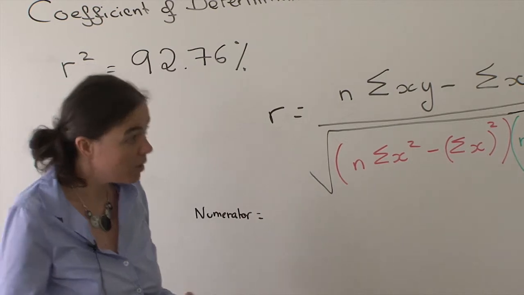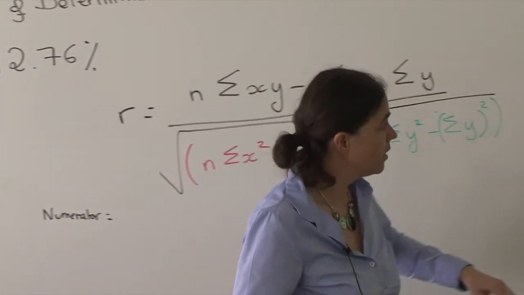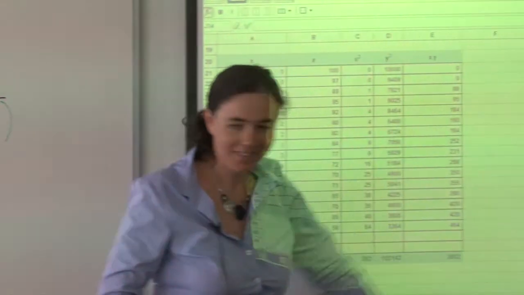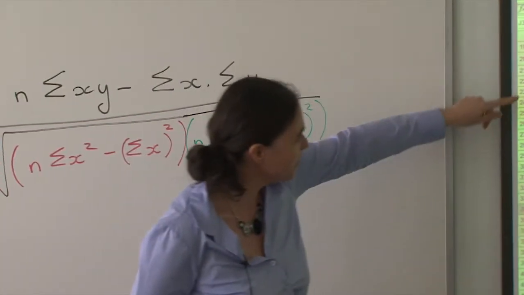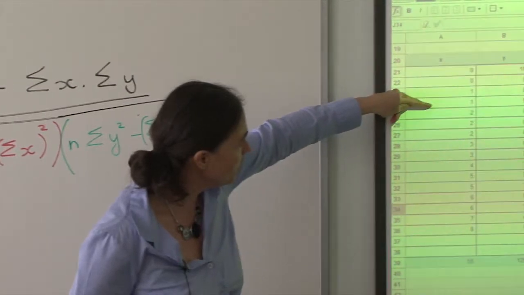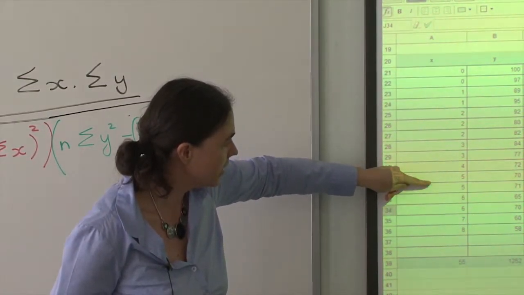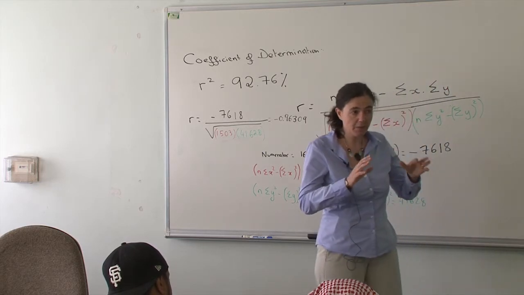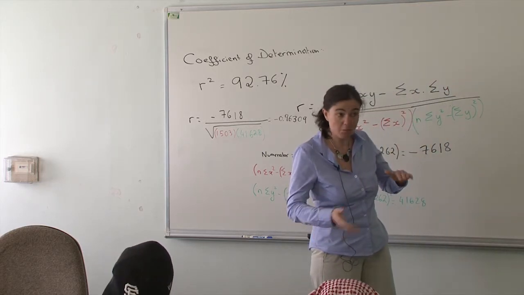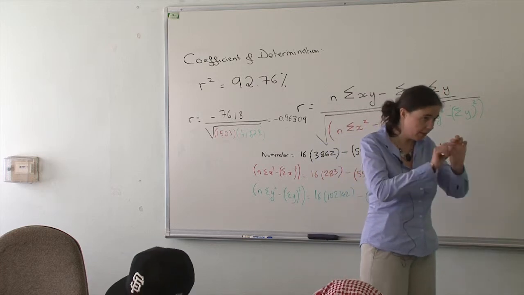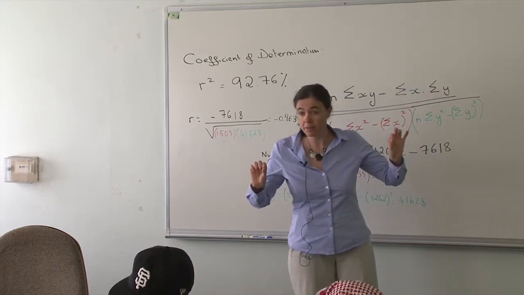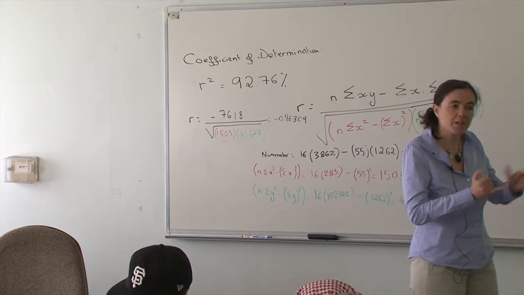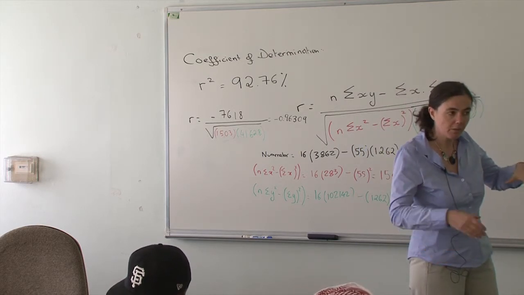So n, how many values do I have? 16, that's correct. Good guess, but it's 16: 1, 2, 3, 4, 5, 6, 7, 8, 9, 10, 11, 12, up to 16. The coefficient tells you if it's a strong or a weak linear relationship. You recognize the word line. And it's giving you the direction, if it's minus or plus. So it's giving you the trend.